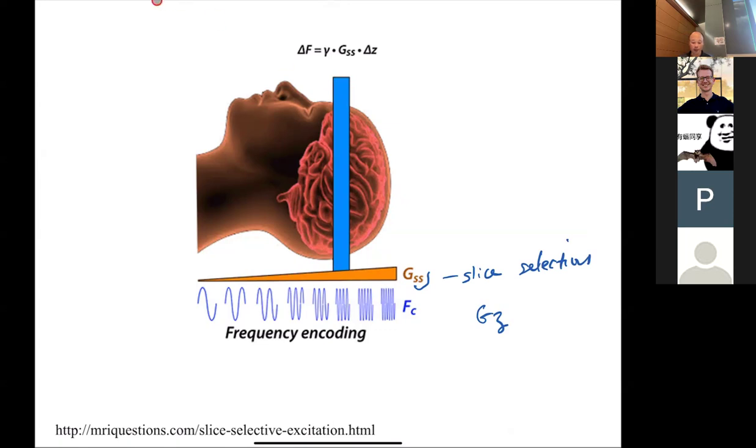So here's the idea. If I apply a gradient, then the frequency of the spins varies. These spins have a higher frequency than these spins. And if I only want to excite spins in this slice here, then whatever excitation pulse I have should just have frequencies in this frequency band. Then that's only going to excite these spins, and it's not going to excite these spins that are at different frequencies. So that's the basic idea.